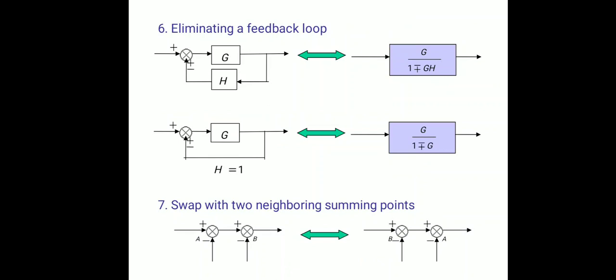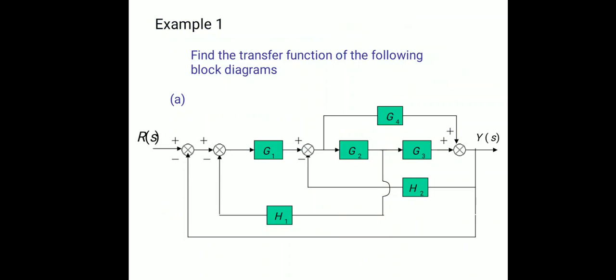And the last rule is swapping the neighboring summing points, which is also called the associative rule. When there are two summing points which are directly connected to each other, they can be swapped as per the necessity in the particular examination examples. So here we'll see an example of how questions are asked on block diagram algebra.